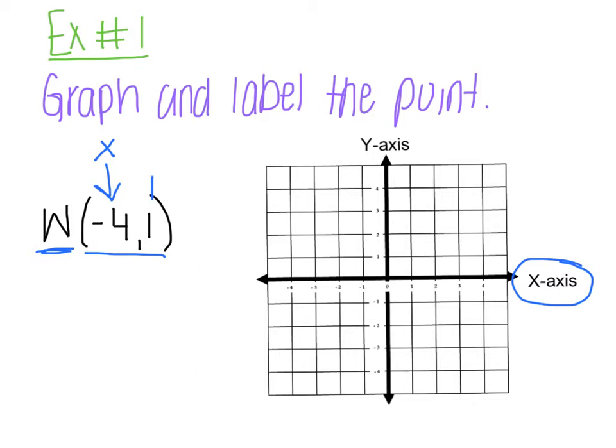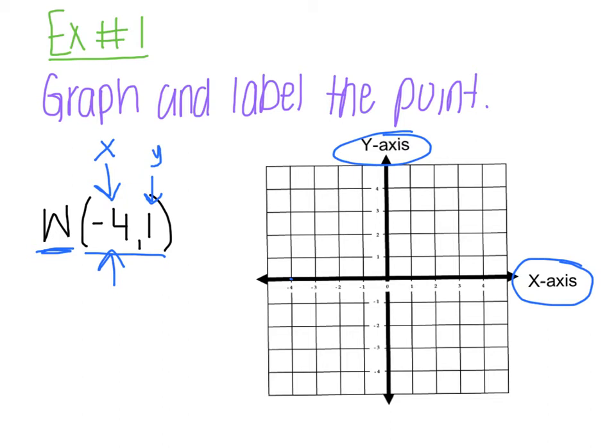Our second number is the y-axis. Here's the y-axis. That tells us how many to go up or down. If it's positive, we go up. If it's negative, we go down. So let's start with the -4. That's on the x, and that tells me how many to go over. Since it's negative, I have to go over to -4, which is to the left, right here.